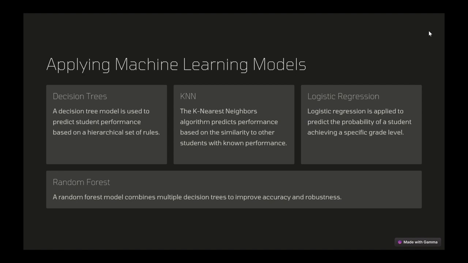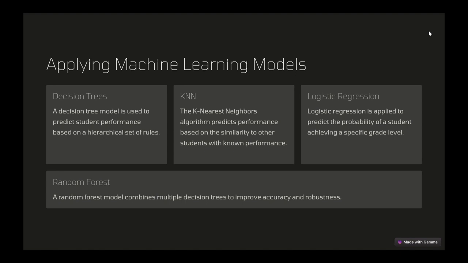Here is the main part. We are applying machine learning models. So as per my knowledge, I'm using decision tree and random forest. We can use further different models like KNN, logistic regression, and many more. But this case study and the data support a decision tree and random forest.